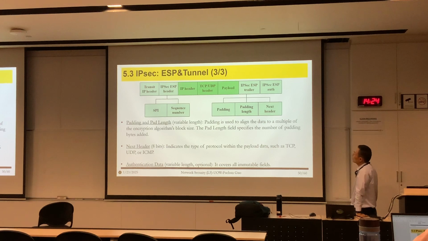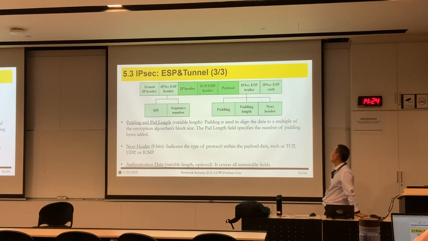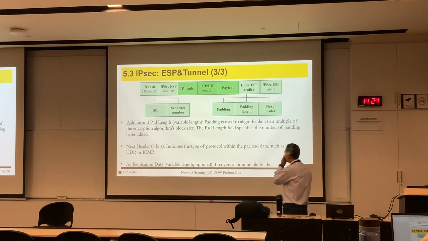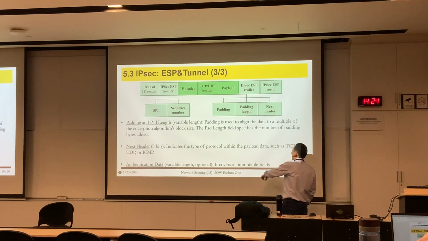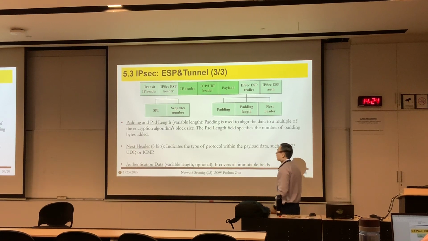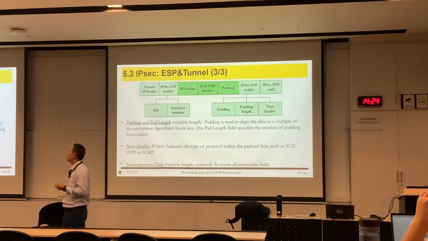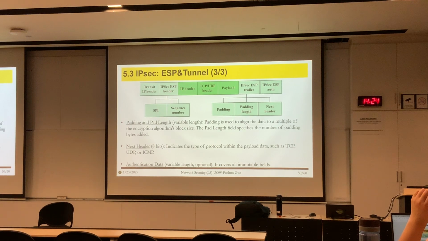And the next header is to indicate the type of protocol inside the payload. It makes sure that the receiver knows how to handle it, or which protocol should be run to understand the payload. And also the authentication data will be used to protect the information inside each field. But it's something called immutable. Immutable means that only those data that will not be changed when this IP packet is transferred from one device to another device.